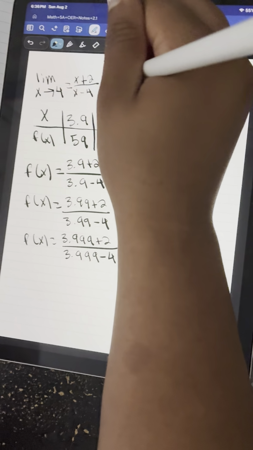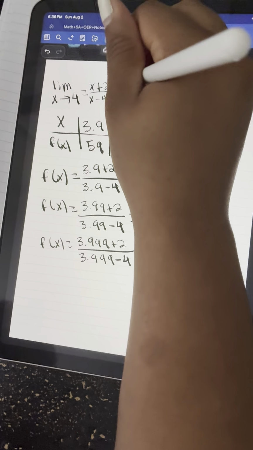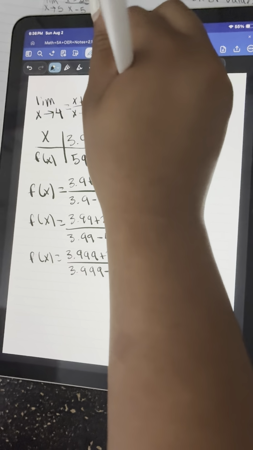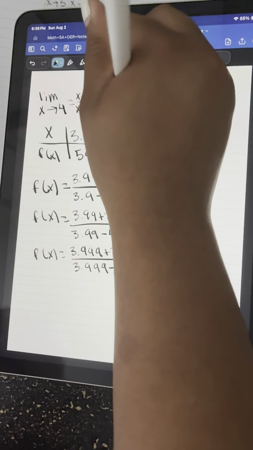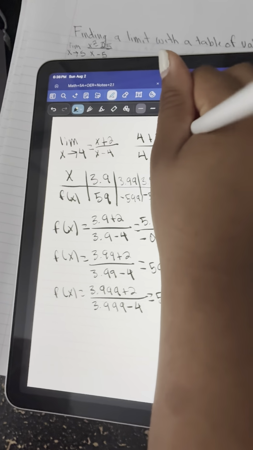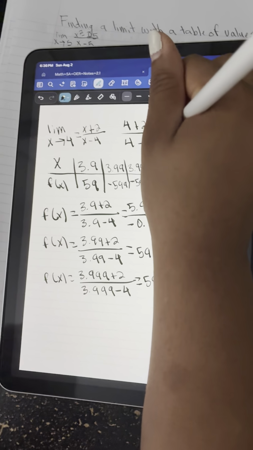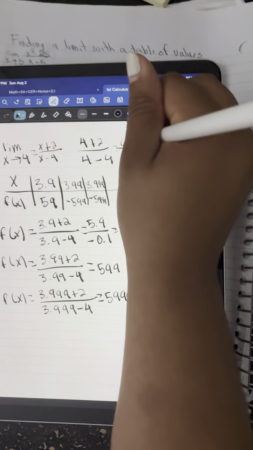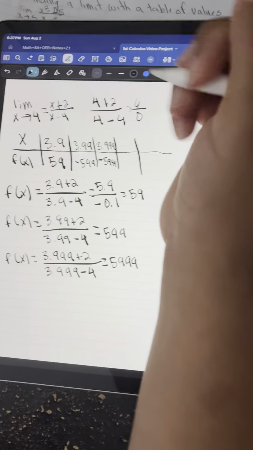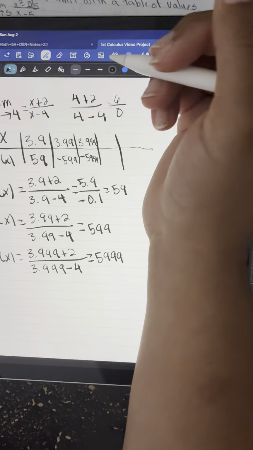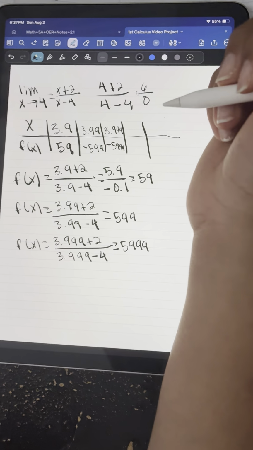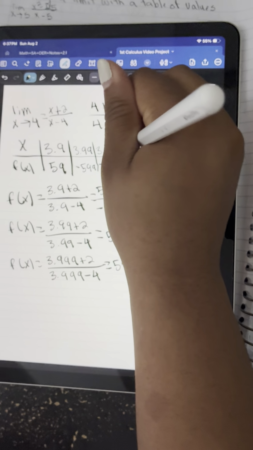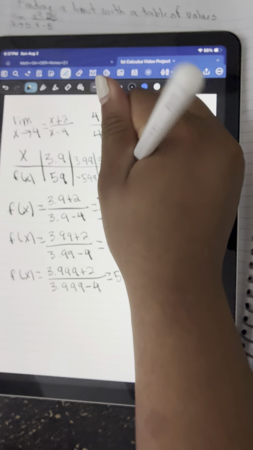I forgot to do this, but evaluating this limit up here, if I put 4 in here, 4 plus 2 over 4 minus 4, which equals 6 over 0. Obviously, I can't do that because that number is undefined. So putting 4 in doesn't work. So I'm going to start using numbers that are larger than 4. So we'll put 4 in here, put it as undefined.